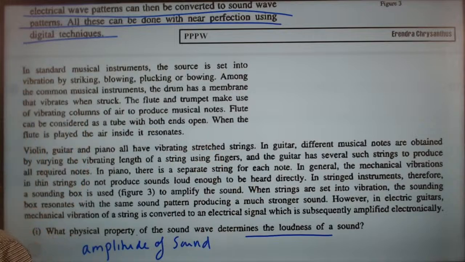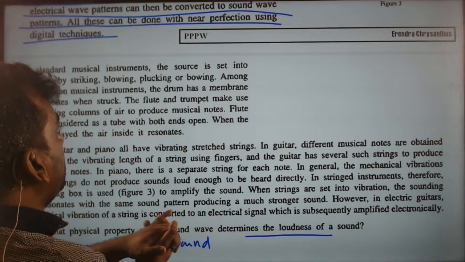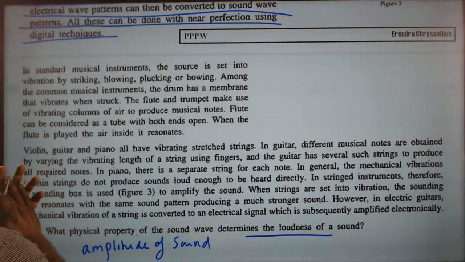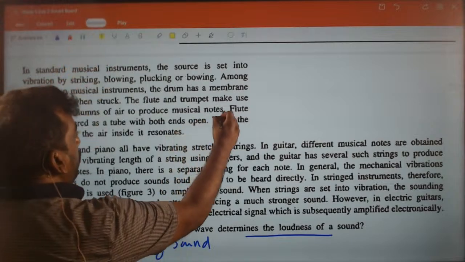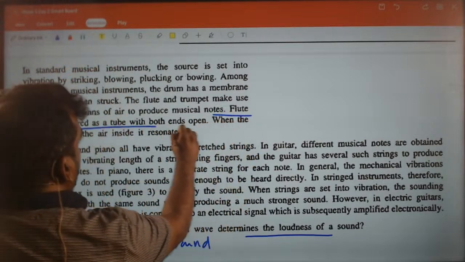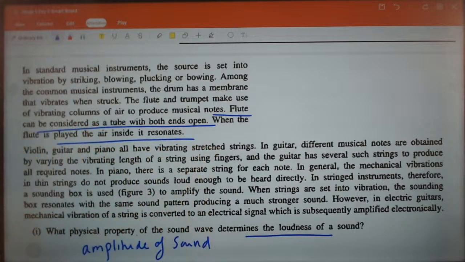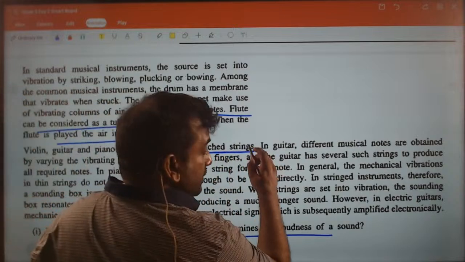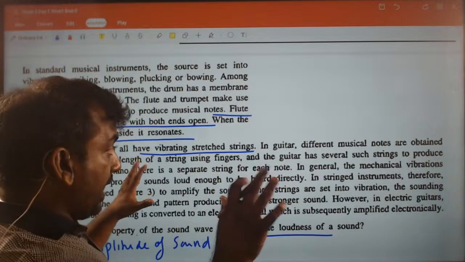Okay, right. Here, the flute and the trumpet make use of vibrating columns of air to produce musical notes. Yes. A closed tube is used. A flute can be considered as a tube with both ends open. When the flute is played, the air inside is resonating. Right. Violin, guitar and piano all have vibrating strings connected. Yes, these are about the piano, not the electronic piano. This is the grand piano.